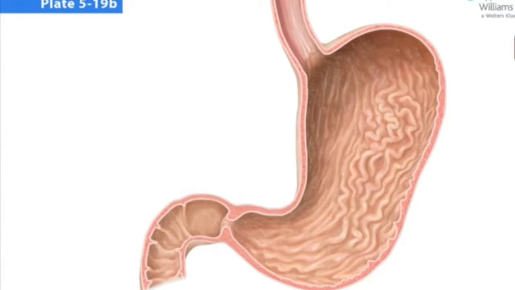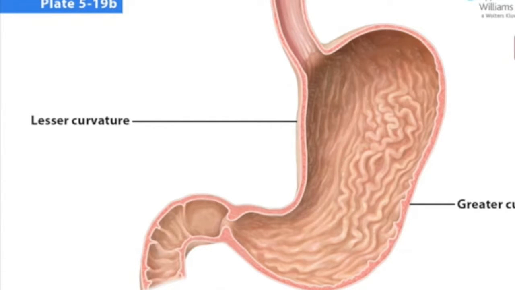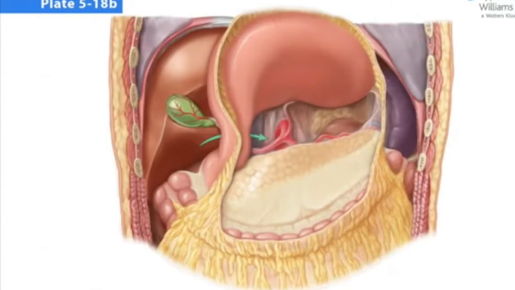The stomach has a lesser curvature on its superior aspect, from which extends the lesser omentum, and a greater curvature on its inferior aspect, from which extends the greater omentum. The posterior surface of the stomach forms most of the anterior wall of the lesser sac.